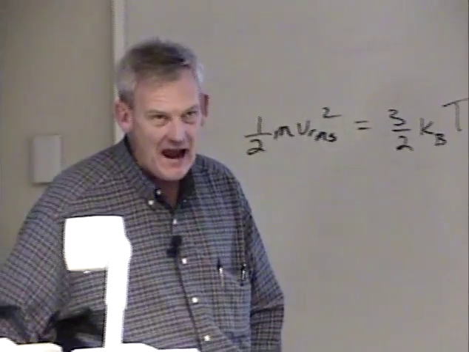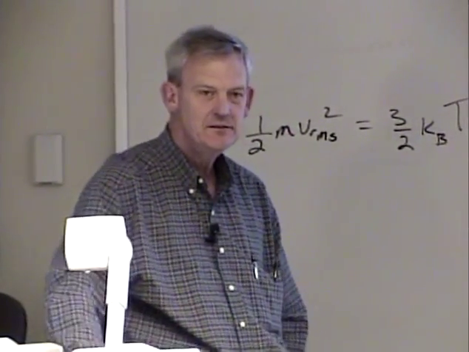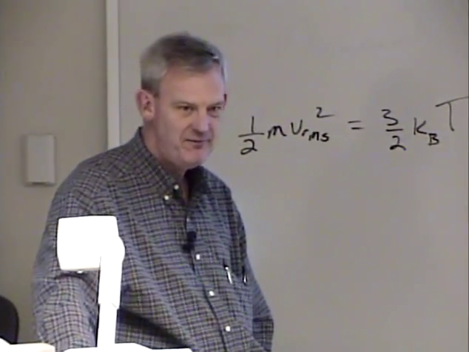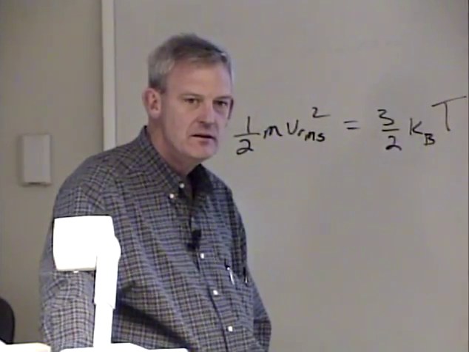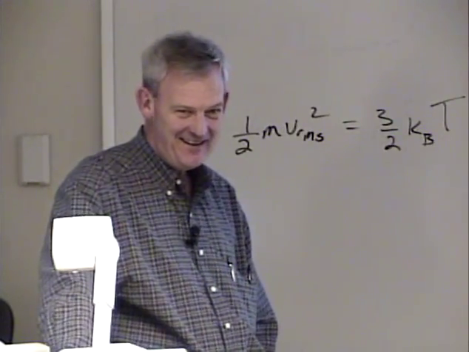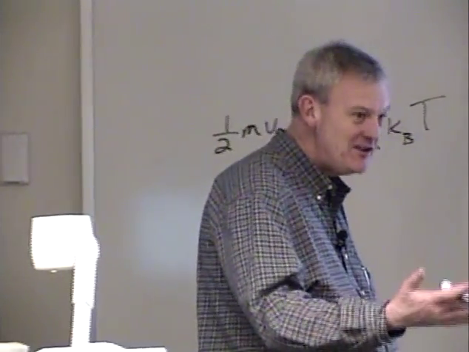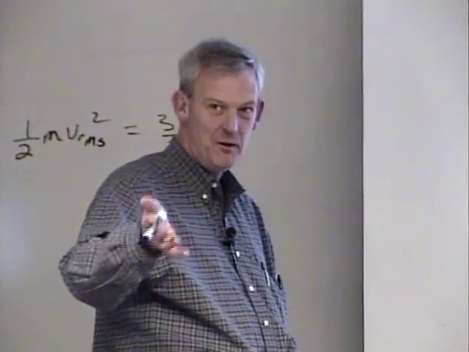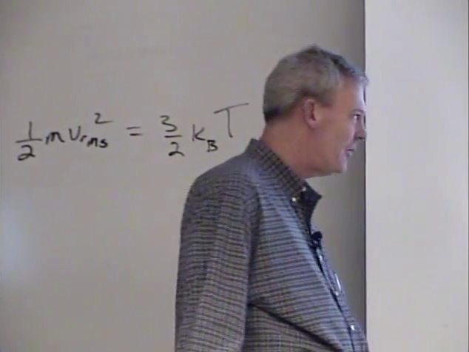Actually, what's the average temperature of the human body in Fahrenheit? 98.6. That's old data. New data coming in is it's about 98.2, actually, for men, and women are a little bit higher, 98.4. Okay?